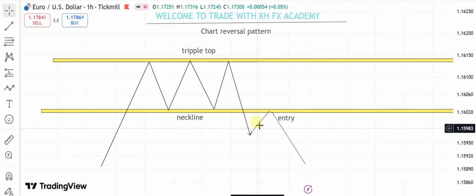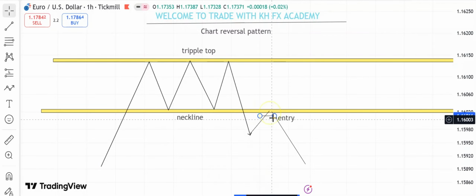So you always have to wait for a pullback here, because whenever you short from here, let's assume you short from here, your stop loss, though I'm going to make a video on entry and exit, your stop loss should be above here. So that is the more reason why you should pay attention to a pullback.